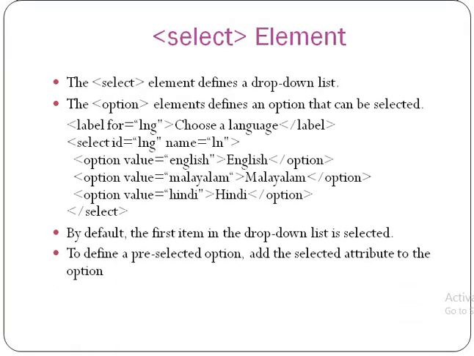So to define a pre-selected option, add the selected attribute to the option element. So this is what we have seen now. So this can be given as option value is equal to, if you want Hindi, then you can give that particular option, and inside that option value we can include the selected attribute. Then this will be the selected option in the drop-down list.